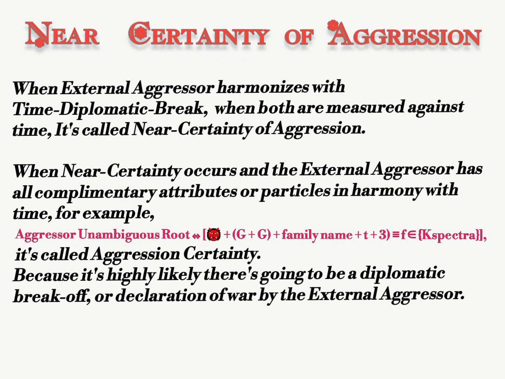Near certainty of aggression. When external aggressor harmonizes with time diplomatic break, when both are measured against time, it's called near certainty of aggression. When near certainty occurs and the external aggressor has all complementary attributes or particles in harmony with time, for example, aggressor unambiguous root if and only if, ogre plus G plus family name plus T plus 3, is defined as F element of K spectra, it's called aggression certainty. Because it's highly likely there's going to be a diplomatic break-off, or declaration of war by the external aggressor.